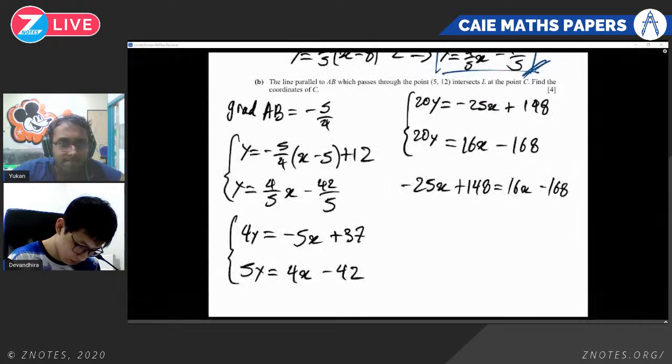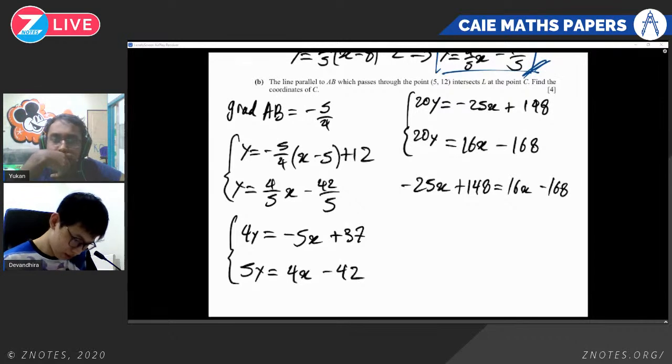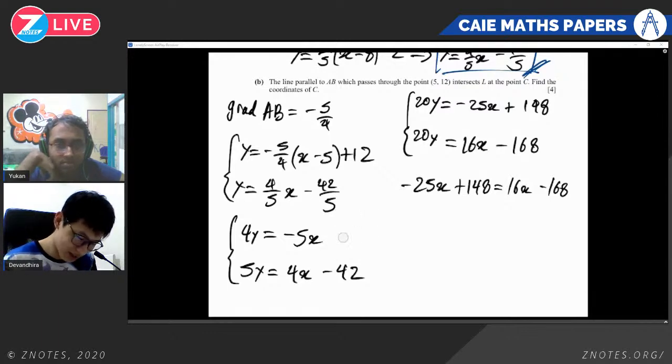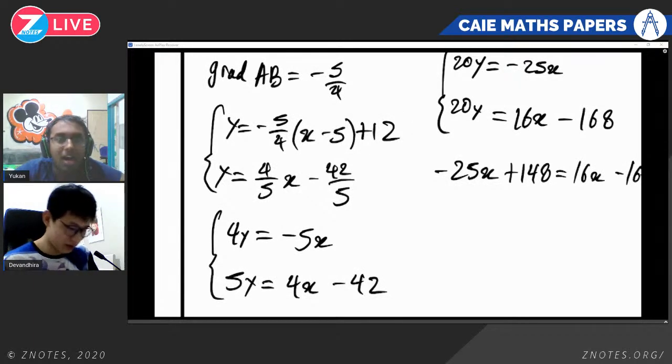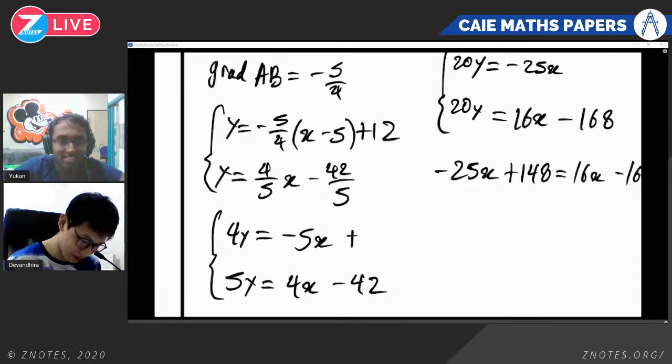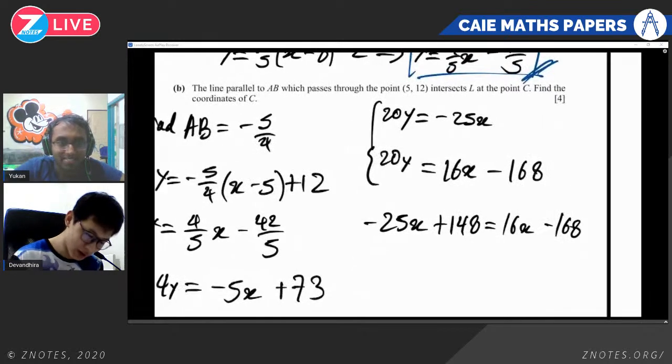Wait a minute. Oh, it's this part here. I made a mistake here. My bad. Okay, what is that supposed to be? I multiplied by 4. That means this has to be 48. Yeah, that was my bad. 25 plus 48. That's 73. There you go.